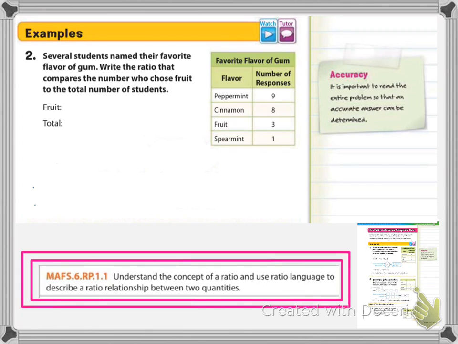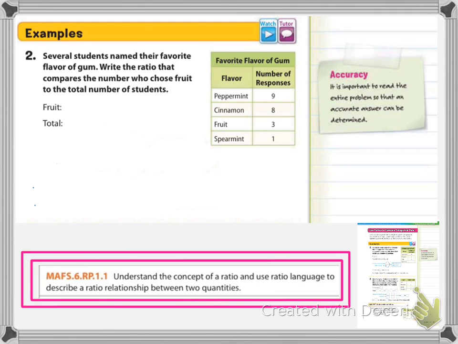So let's look at example 2. We are now looking at page 21. In this example, you are given a table. So sometimes you're going to have to read a table and have more information than sometimes you necessarily need. But in this case, you'll notice that we're going to need all the information.